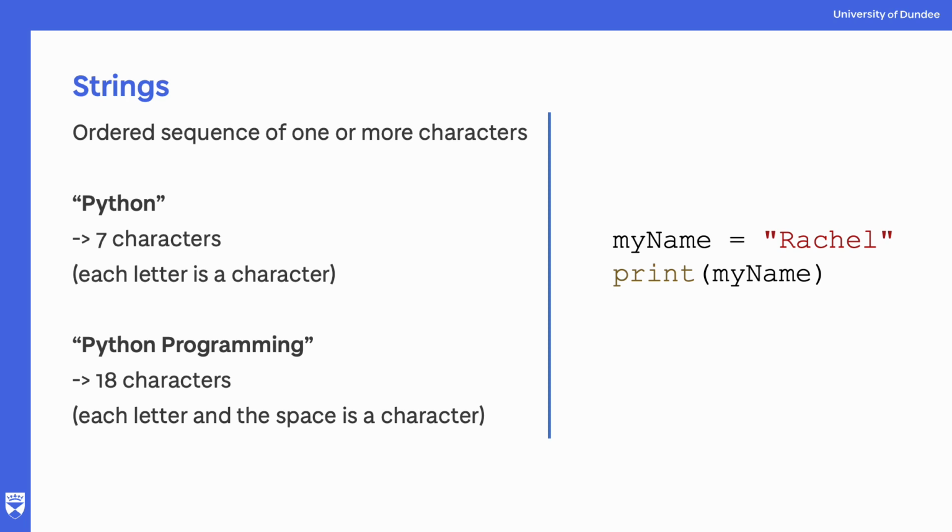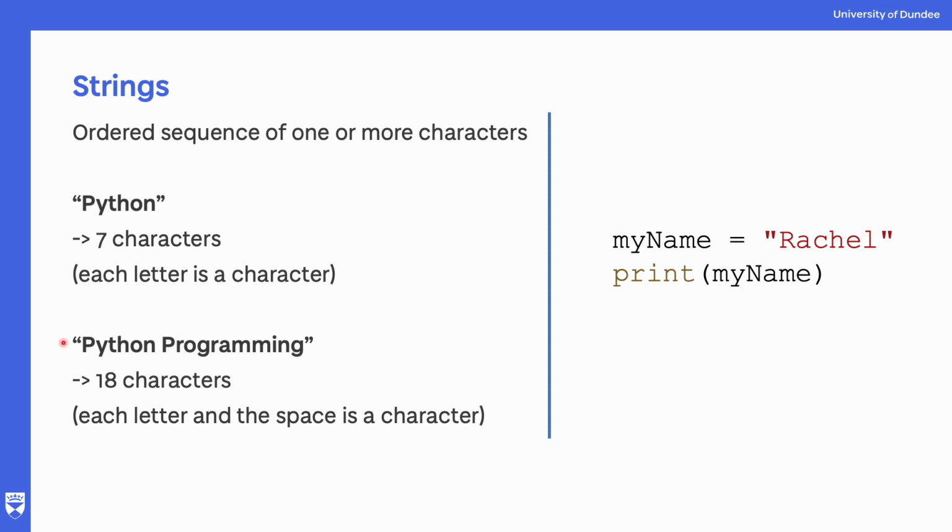A string then is a sequence of one or more characters. So what that means is every letter and every space, when combined together in a certain order, makes a string. So on the left side we have two examples. One is a string that contains Python, so that's 7 characters and each character is a letter.